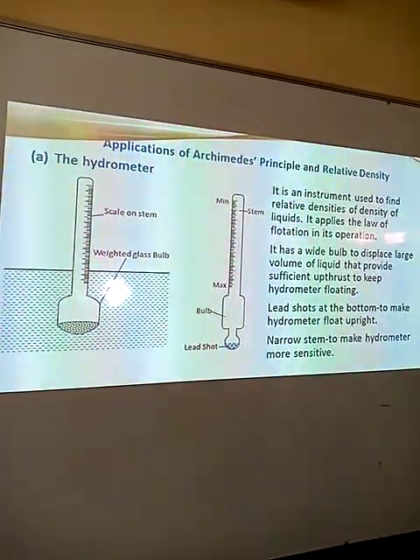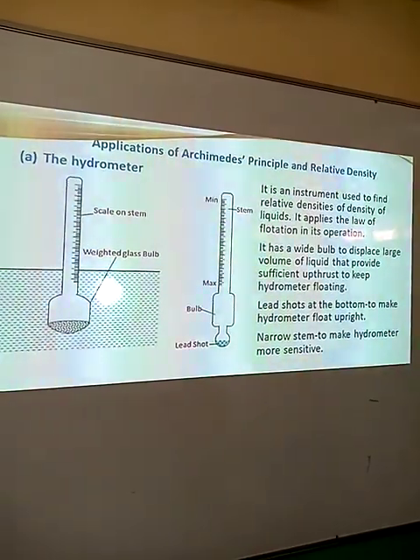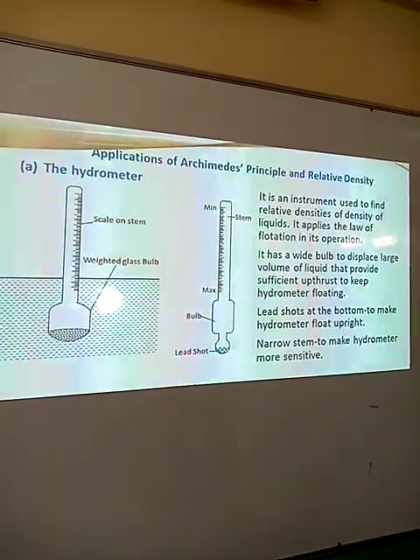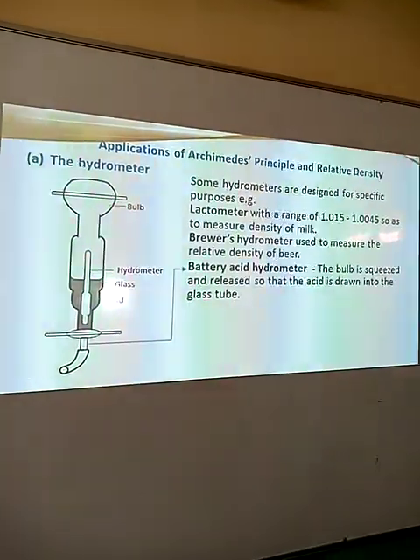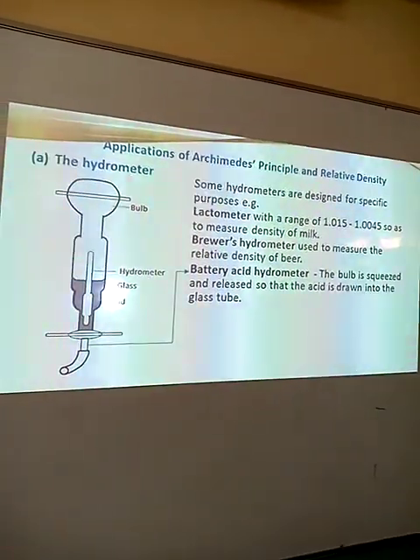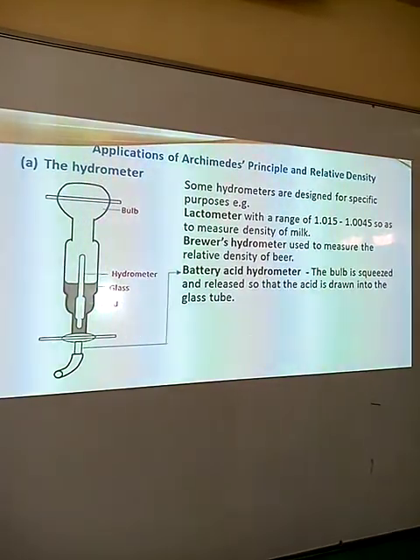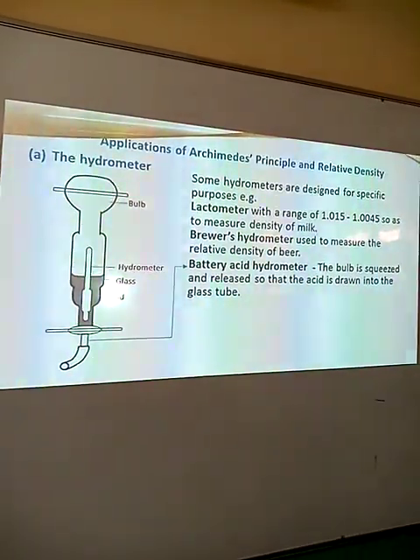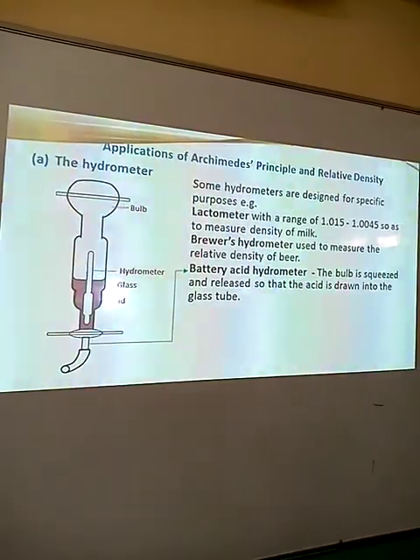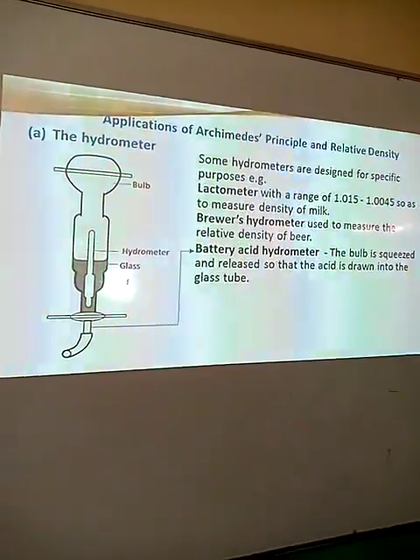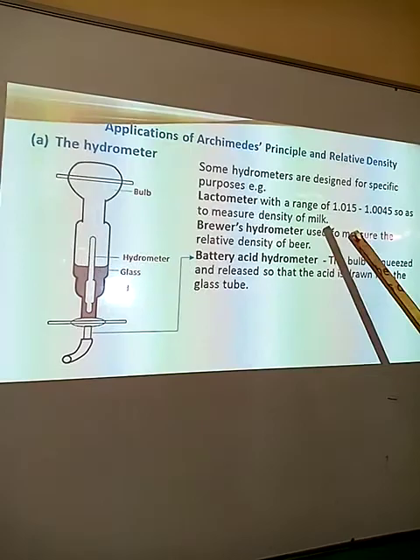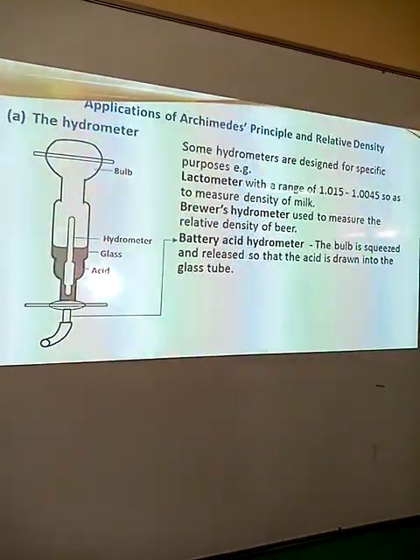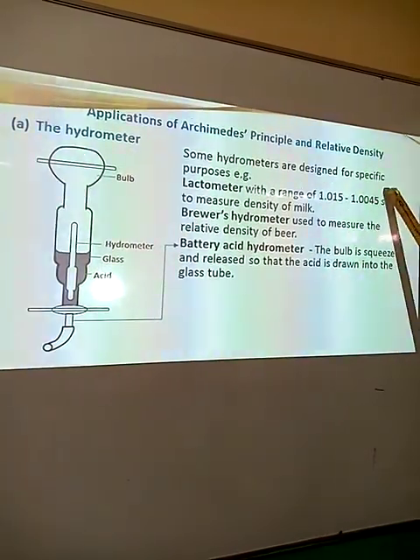We also said that it sinks more in a less dense liquid and sinks less in a more dense liquid. We have different types of hydrometers. We have what we call the lactometer. The lactometer is the hydrometer used to measure relative density of milk. If you want to know the purity of milk, then you use the lactometer. And the scale ranges from 1.015 to 1.0045. So it is that short range.